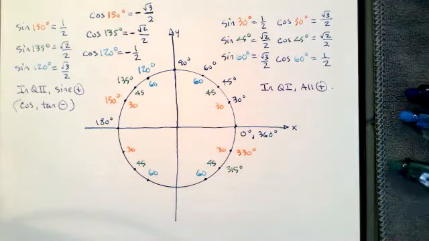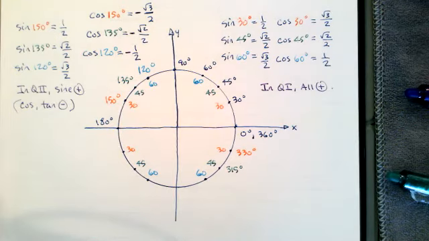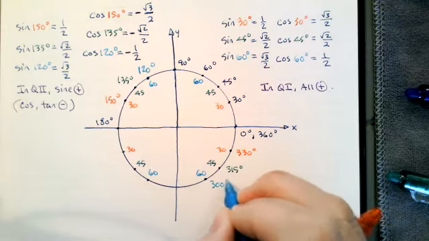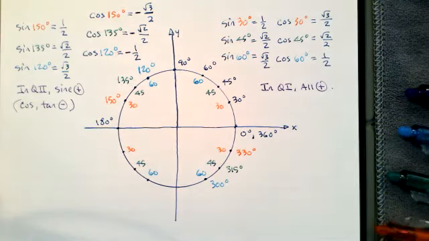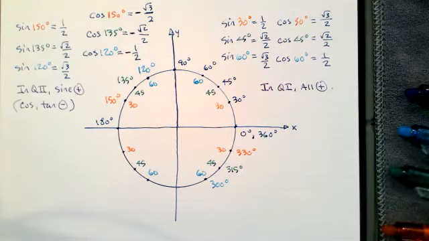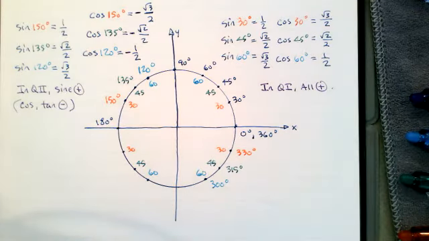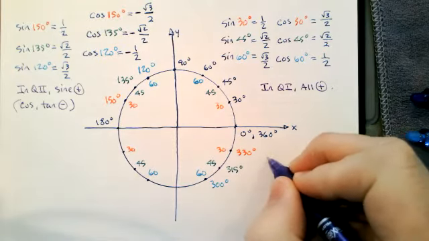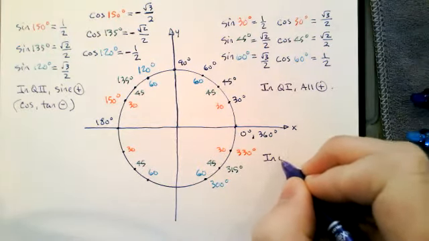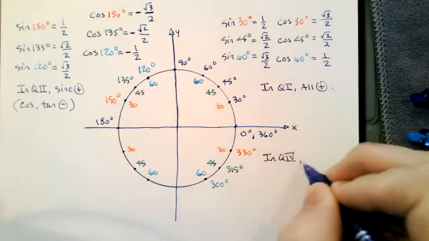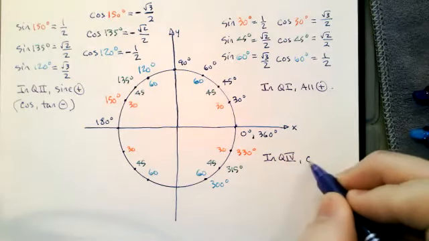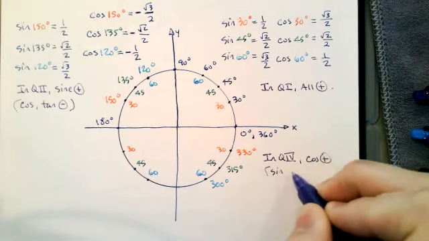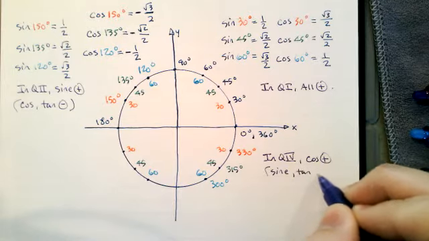So these are ones that should be noticeable to us. We should notice what's going on here. 300 should also stand out, because a 300-degree angle is a 60-degree reference angle in quadrant 4. And then we have to remember that in quadrant 4, cosine is positive. And that means that sine and tangent are negative.